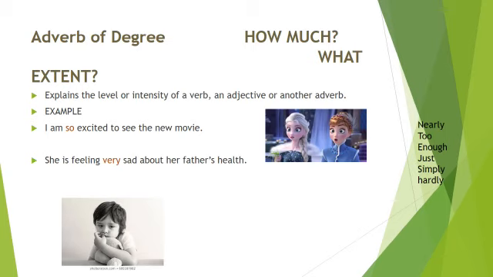Next example, she is feeling very sad about her father's health. Here, the word very tells you how sad she is, or how much or to what extent she is sad. Very is the adverb of degree over here. Look at the list of words: nearly, too, enough, just, simply, and hardly.